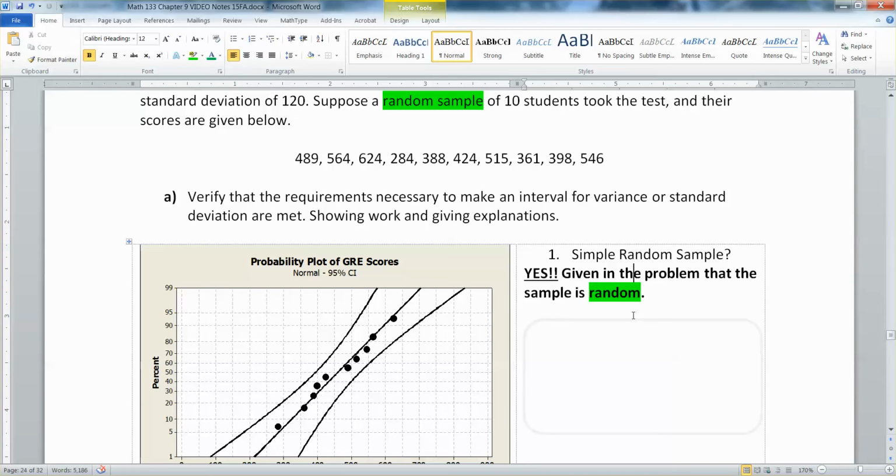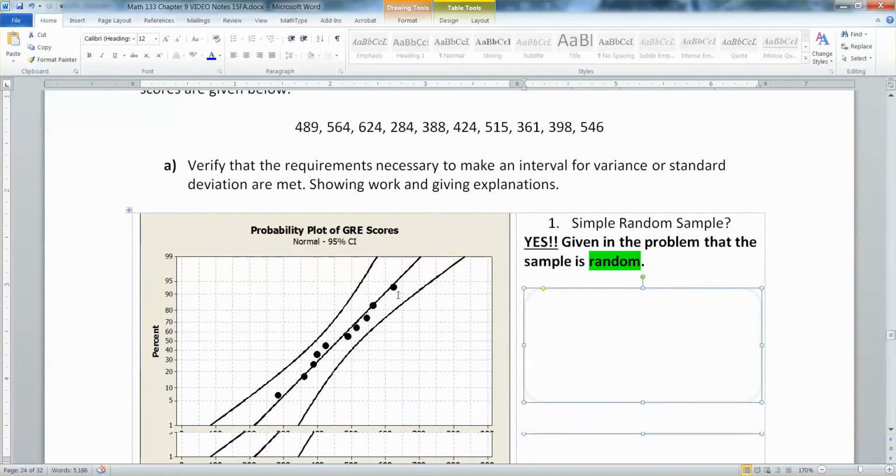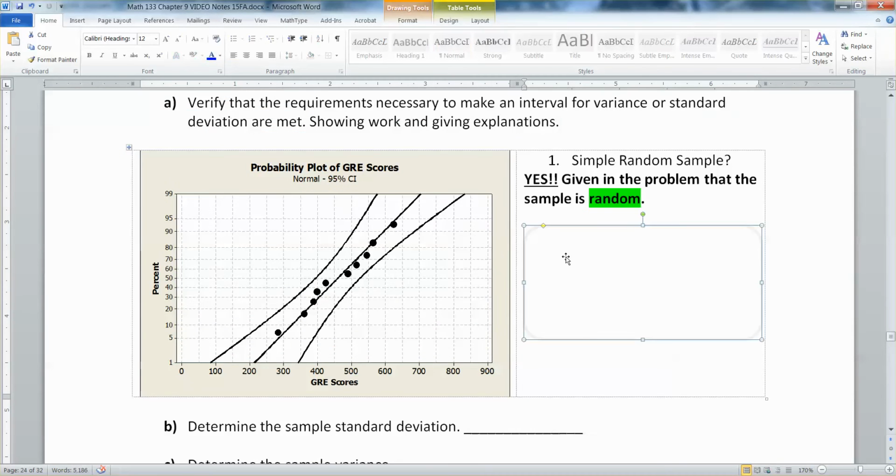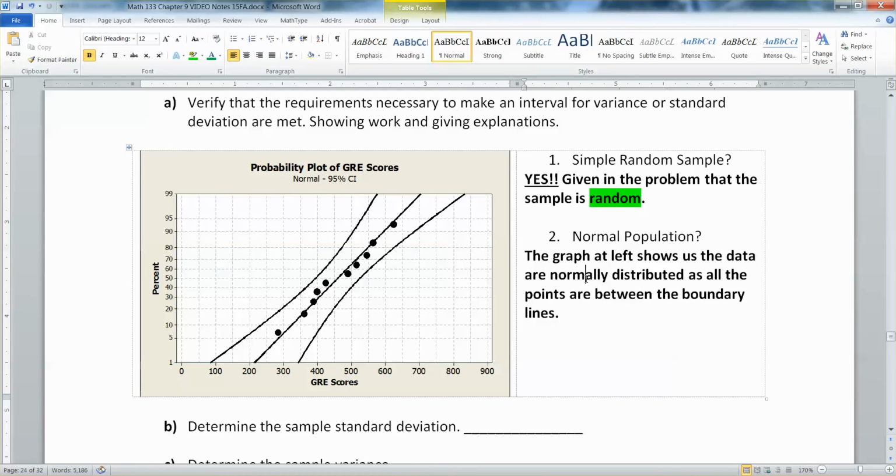And then we have to know that it's normal. There's no bigger than 30, smaller than whatever, nothing like that. You just have to be able to look at it and know that it's normal. And since I didn't tell you anywhere up here that it was normal, I had to give you a graph right here to prove that it was normal. And it is, right? The graph at left shows that the data are normally distributed. So I should say yes.